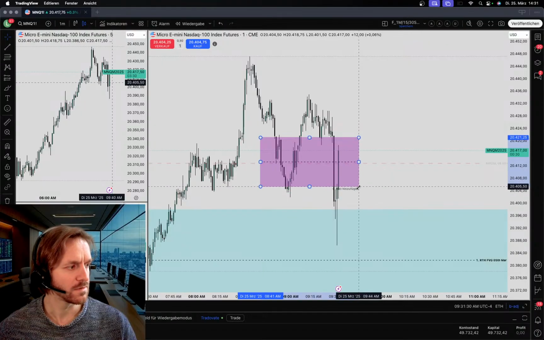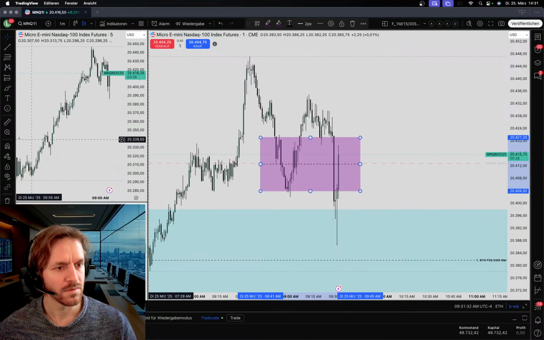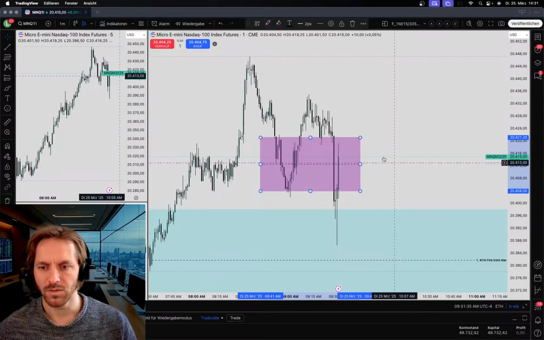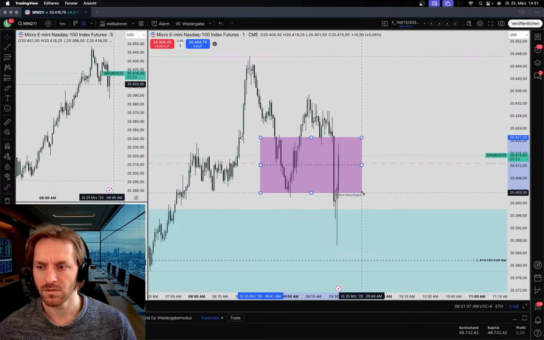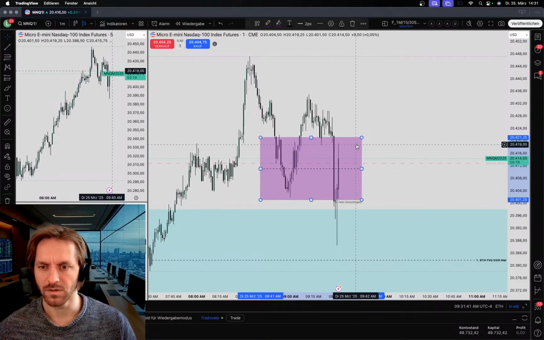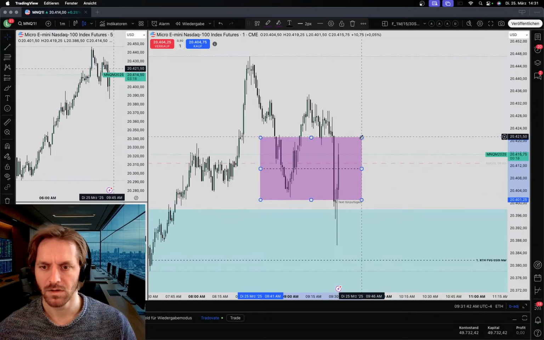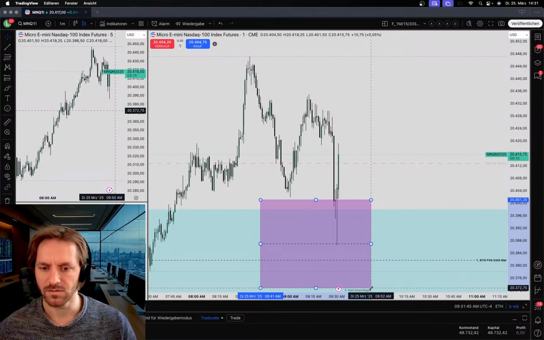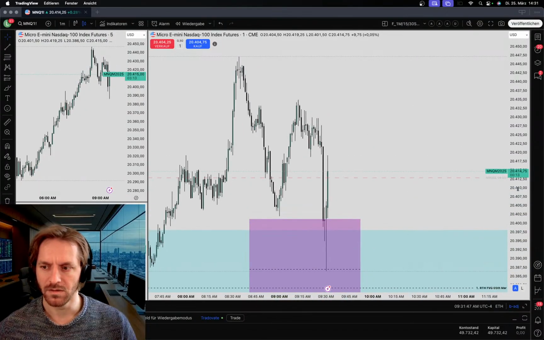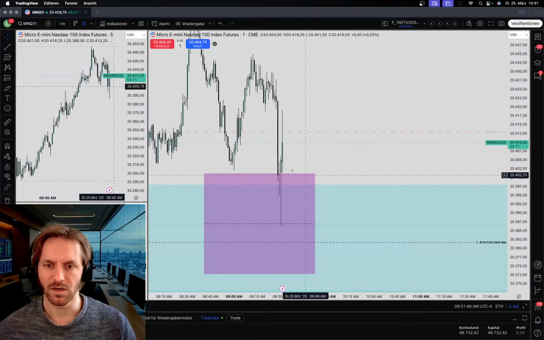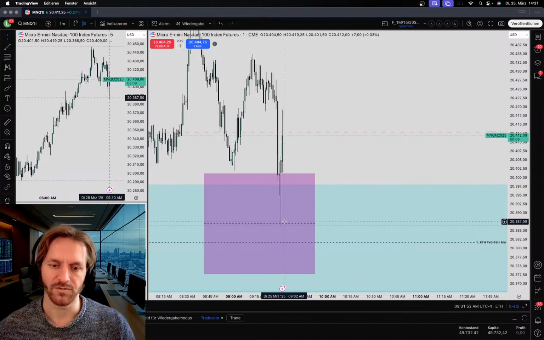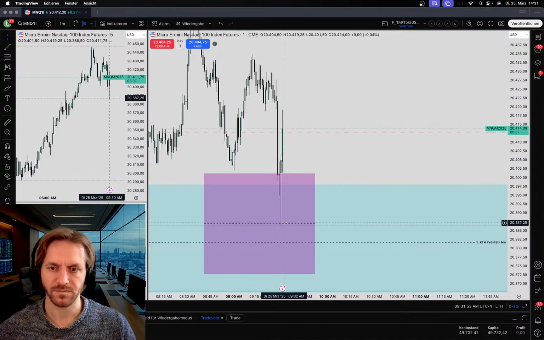Let me see. This is the 401.25. There we go. And this one should be at 372.75. This here is the opening range. You see we have a strong reaction at the half point of it, where we go higher from.